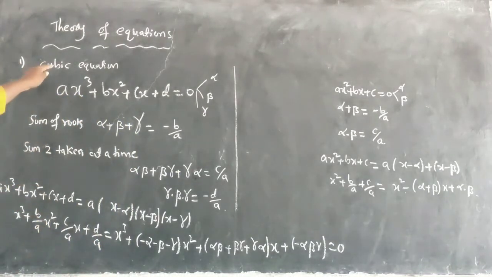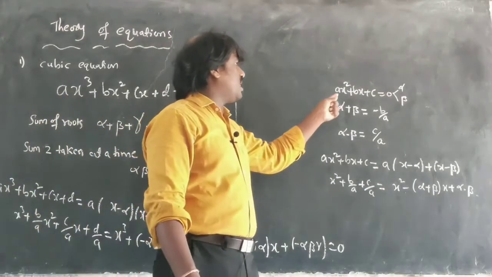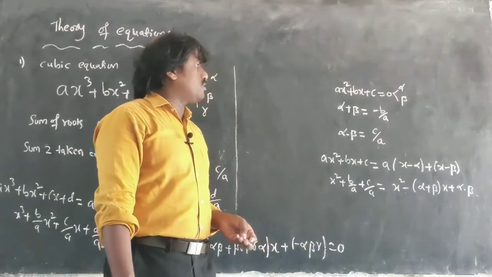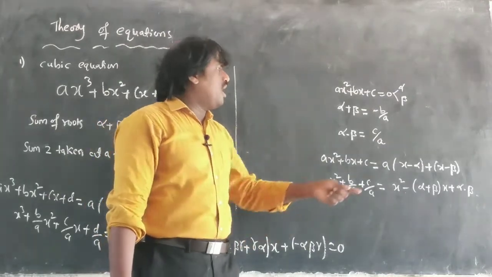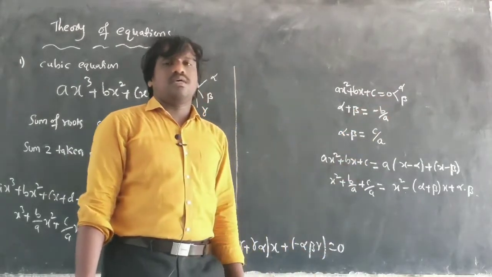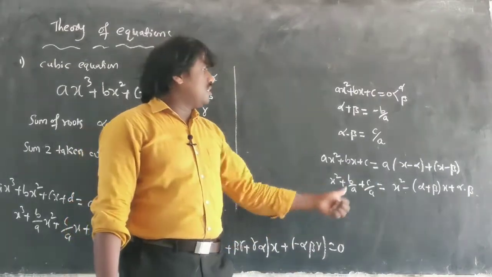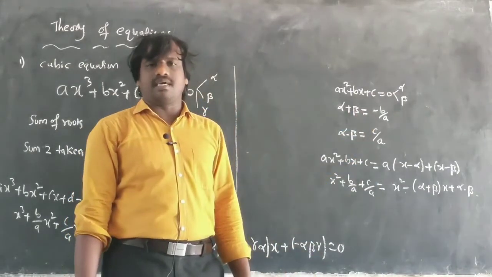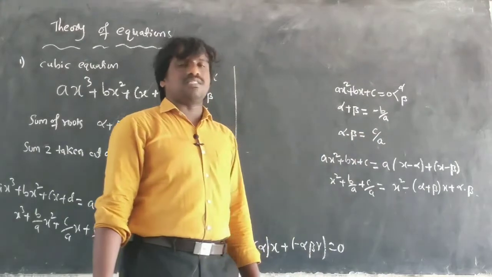Theory of equation. Already I explained, a quadratic equation is given, ax square plus bx plus c is equal to 0. Alpha and beta are the roots. Then the sum of the roots is minus b by a. The product of the roots is c by a.